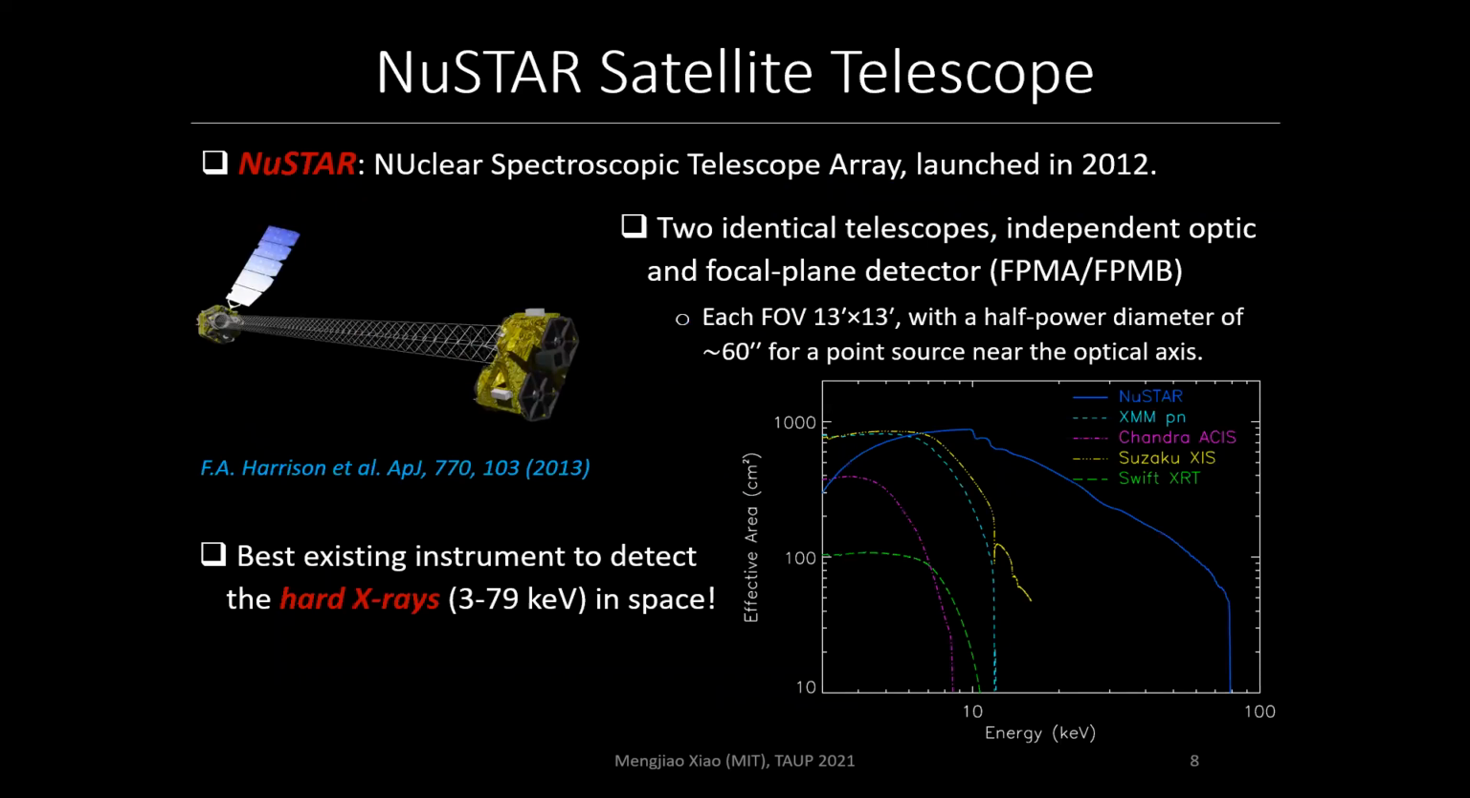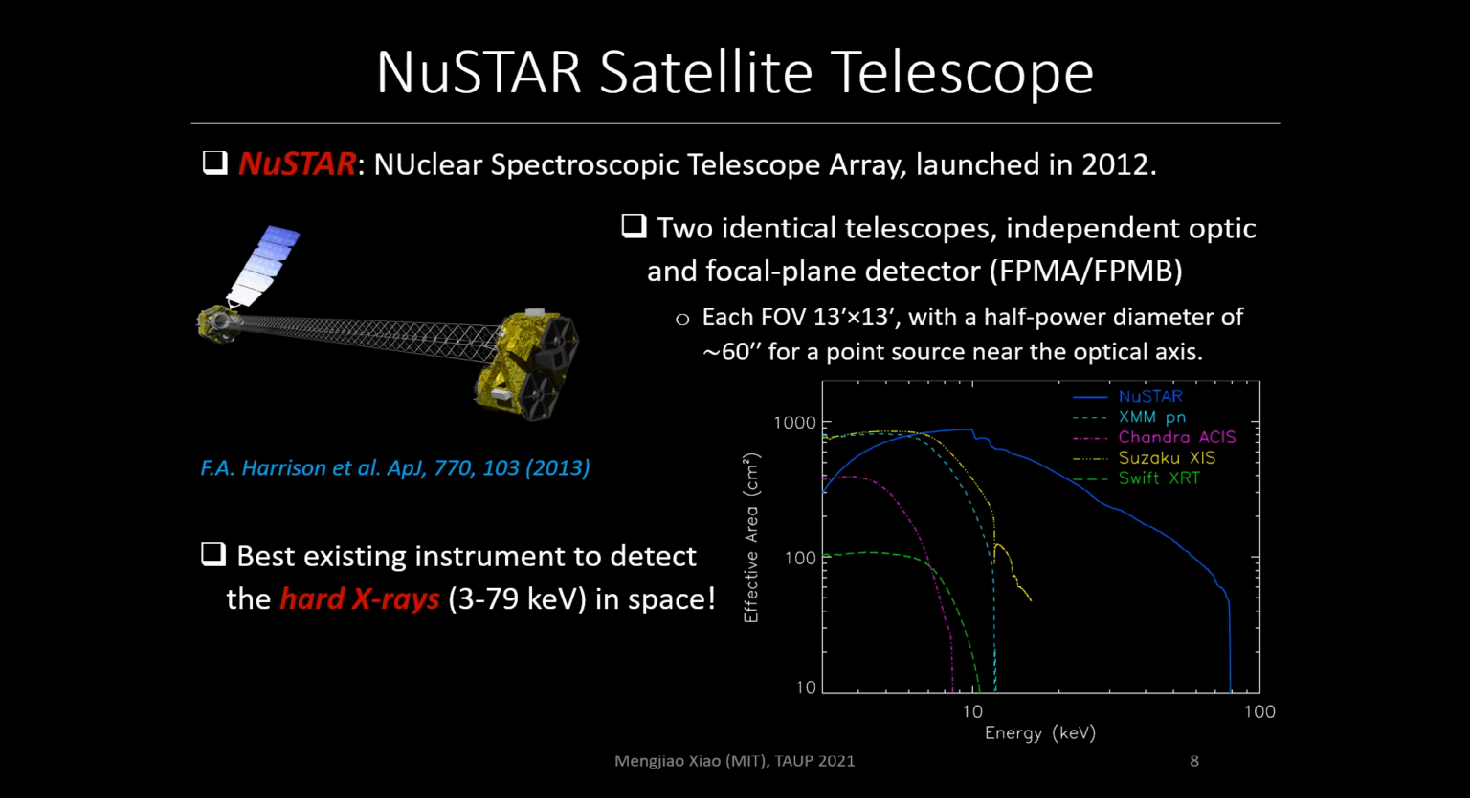In our study, we used the NuSTAR satellite telescope for the Betelgeuse observation. NuSTAR stands for Nuclear Spectroscopic Telescope Array. It was launched in 2012. The NuSTAR instrument has 2 identical co-aligned telescopes. Each consists of an independent optic and focal plane detector, referred to as FPMA and FPMB.